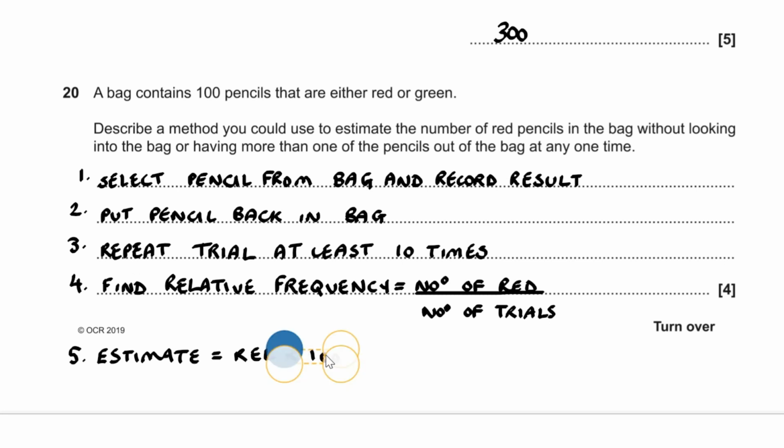Let's just write this down in full. We have the relative frequency multiplied by 100. So this is how we could find an estimate.